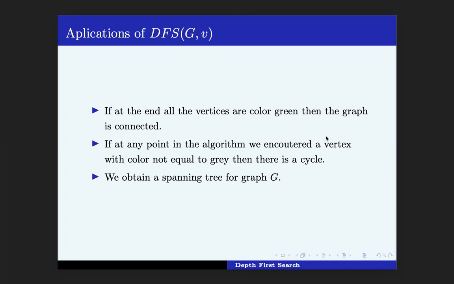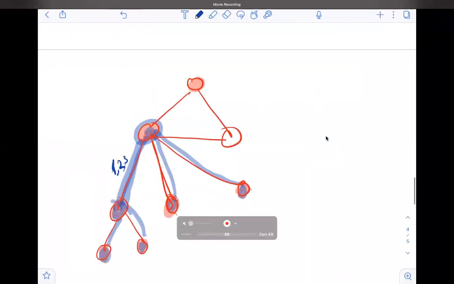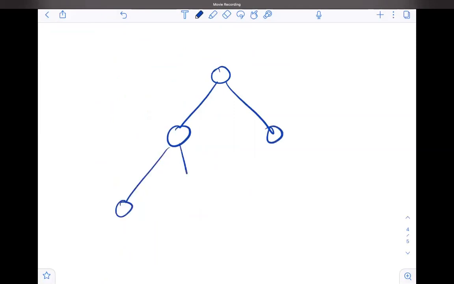So DFS is of course a graph traversal. It produces a spanning tree, and it has some nice properties in some sense. By the way, this is something that I will let you guys think about a little bit: if I draw a graph, then let me draw the tree now. This is the tree that I'm drawing.